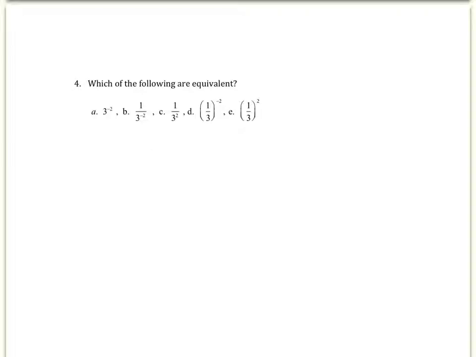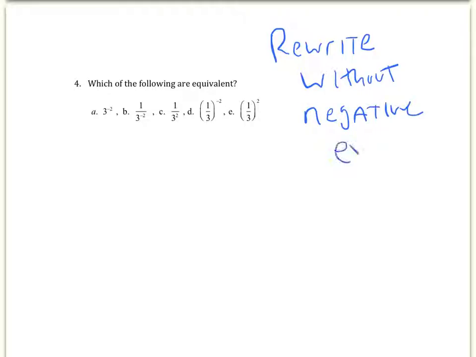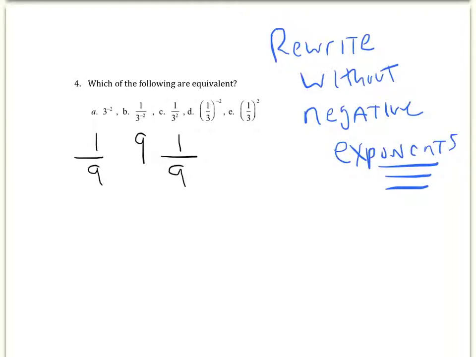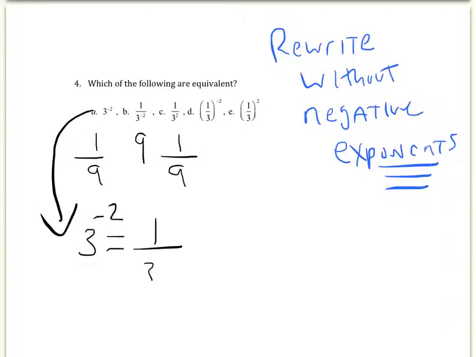Let's do number 4. Number 4 is sort of a core thing. We are going to rewrite without negative exponents. So the first, a is 1/9. Remember, if you have a negative exponent, if I was to say 3 to the -2, that is the same thing as 1 over 3 squared, which is 1 over 9. So a is 1/9, b is 9, c is 1/9.